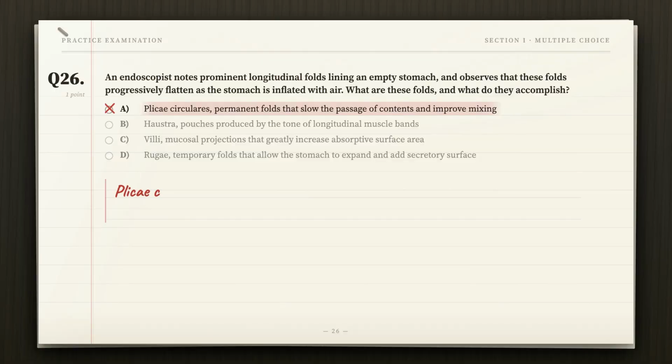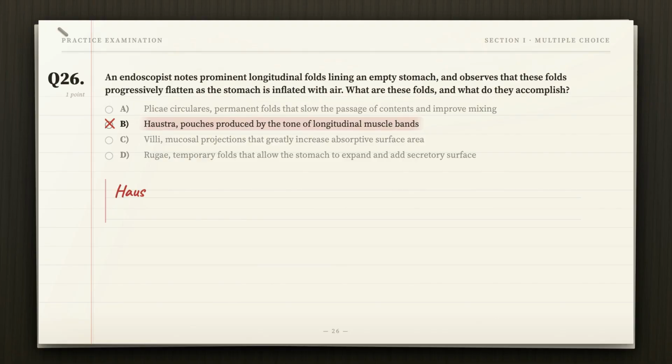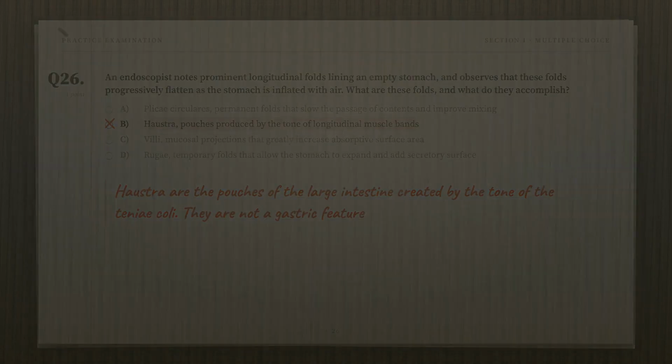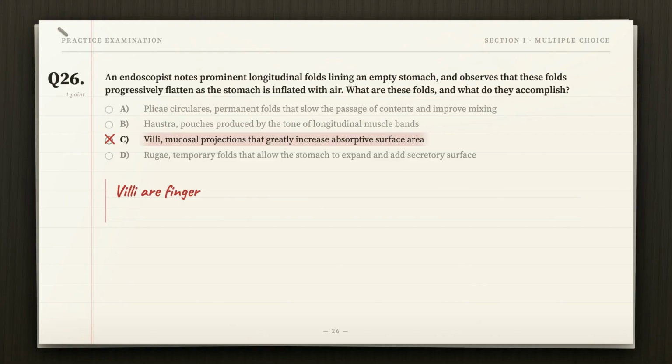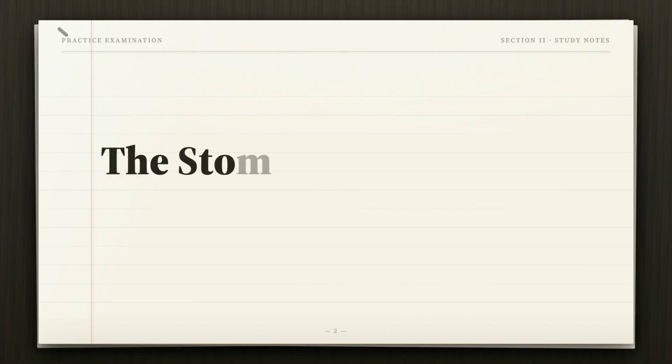A is wrong because plicae circulares belong to the small intestine, run transversely and are permanent. They do not flatten when the organ fills. B is wrong because haustra are the pouches of the large intestine created by the tone of the teniae coli. They are not a gastric feature. C is wrong because villi are finger-like projections of the small intestinal mucosa dedicated to absorption. The stomach absorbs almost nothing and has no villi.